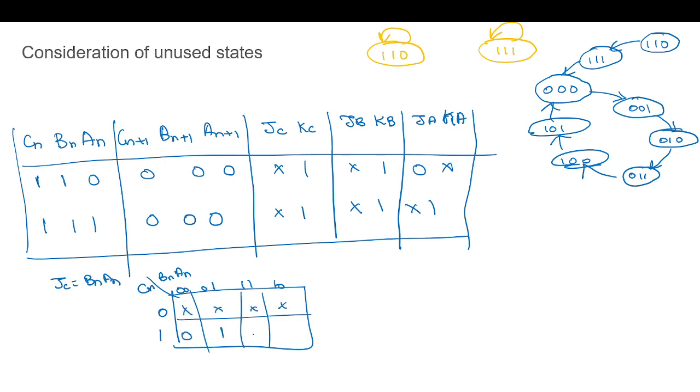Previously it was xx, now it will be 1 1. So we will have a quad. So our KC will be AN plus BN. And JB also is xx, so it will not change. And KB will change.